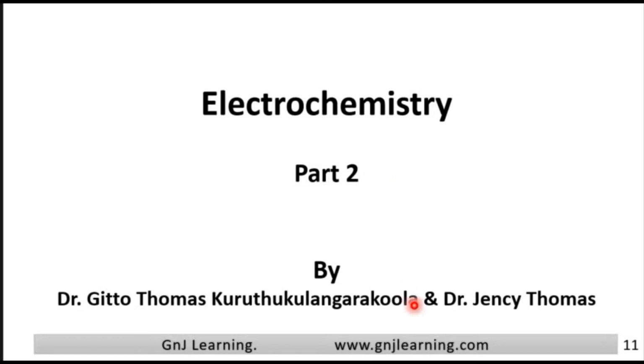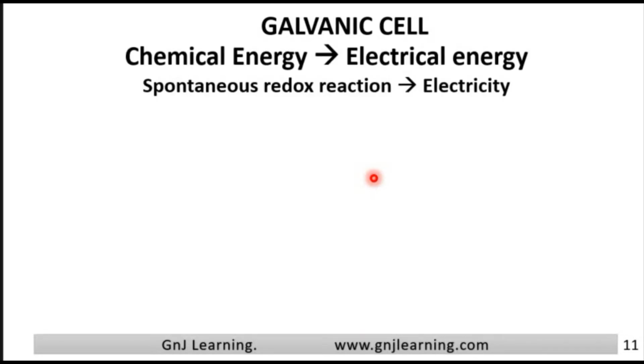In this part we are going to discuss about galvanic cell. Galvanic cell is a device that converts chemical energy into electrical energy. For that it uses spontaneous redox reaction. Using spontaneous redox reaction it generates electricity.